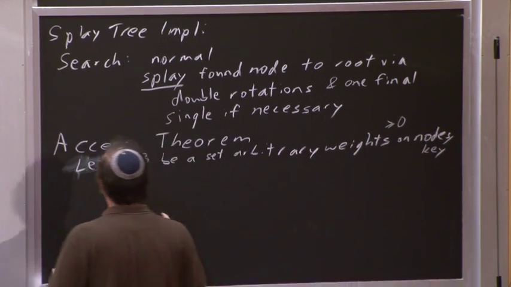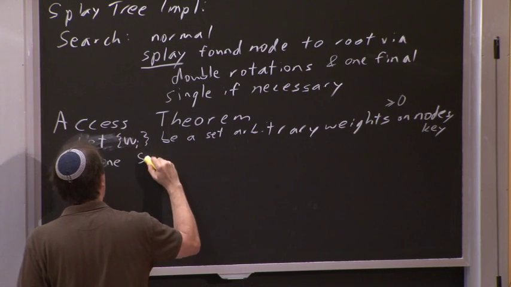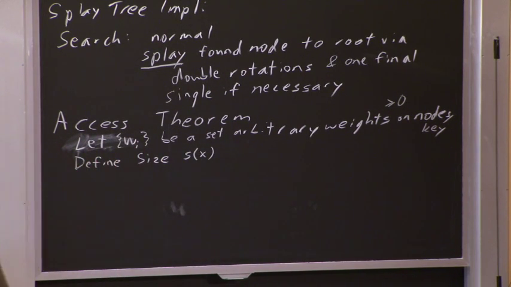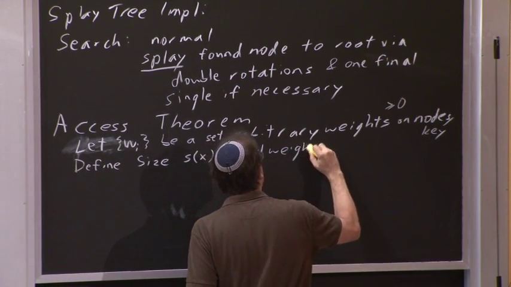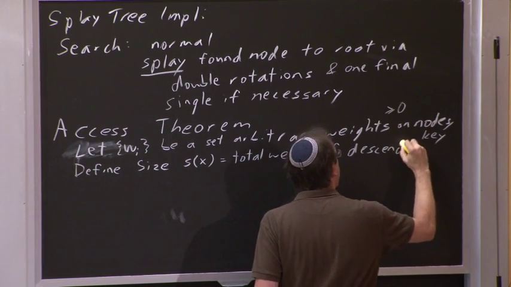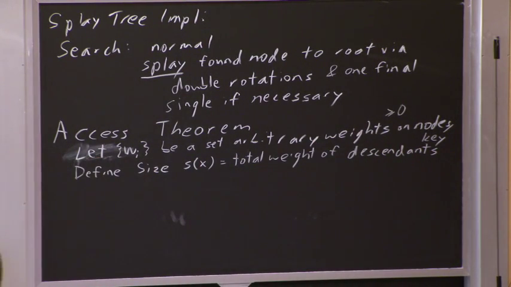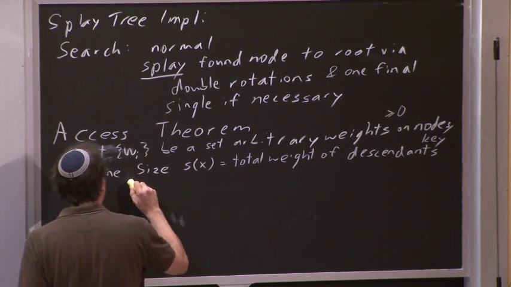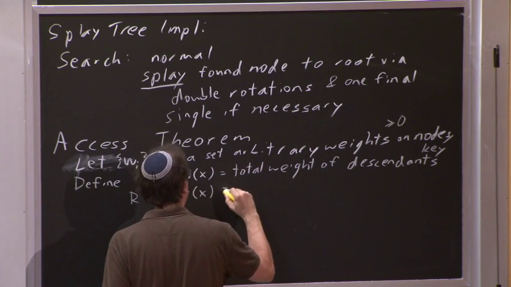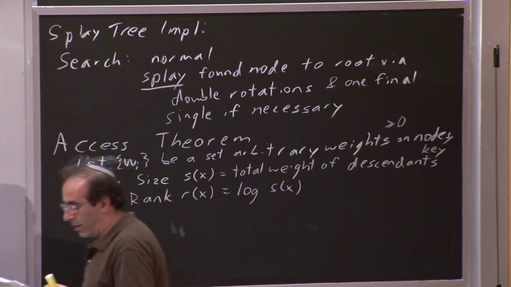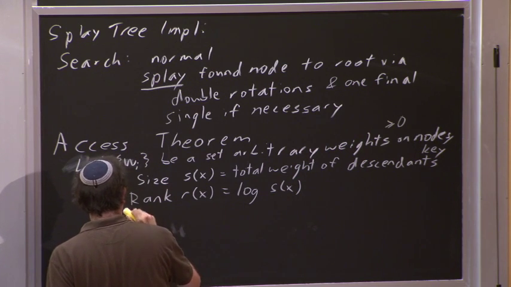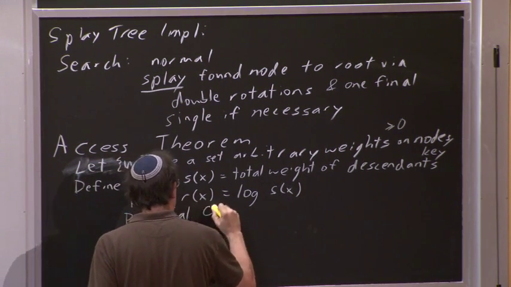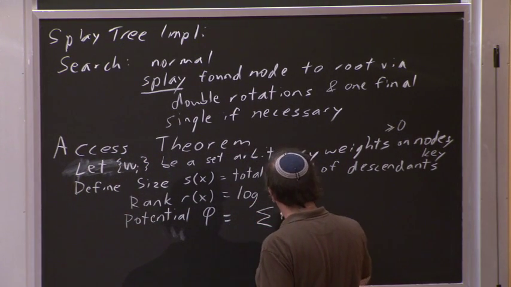And once we have these weights, let's define the size S of a node X in the tree to be equal to the total weight of descendants of node X. Including itself, yes. Just like last time, descendants includes yourself. And now we define the rank R of X to be equal to the log of the size of X. So now every node has a rank. And finally, reaching into my black hat, I pull out a potential function, phi, which is equal to the sum of the ranks of the nodes.